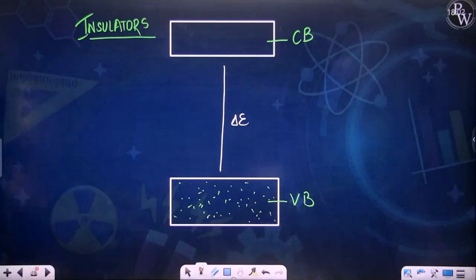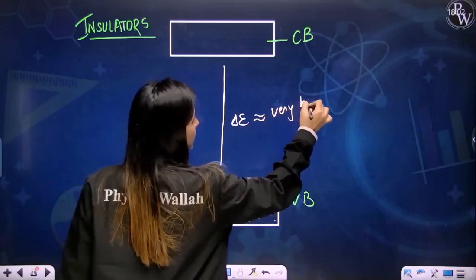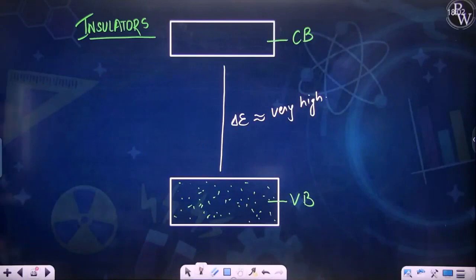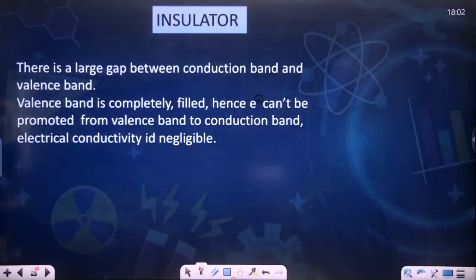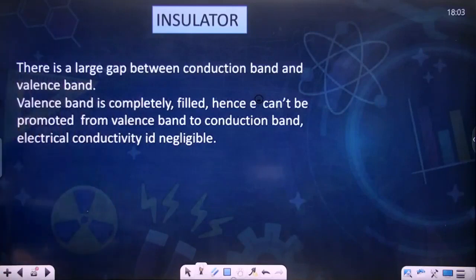So, please draw it down first. The gap is very high. Now, write it down: there is a large gap between the conduction band and the valence band. The valence band is completely filled. Hence, electrons can't be promoted from the valence band to the conduction band. Electrical conductivity is negligible. Okay, perfect.